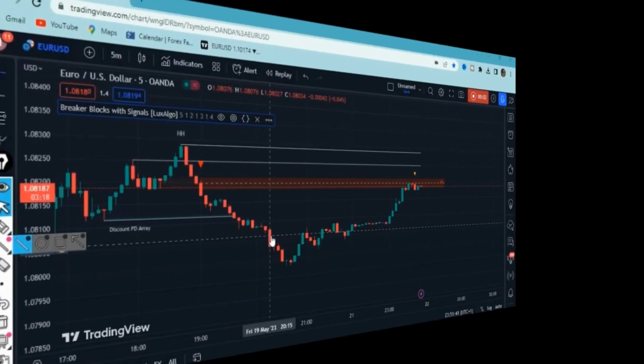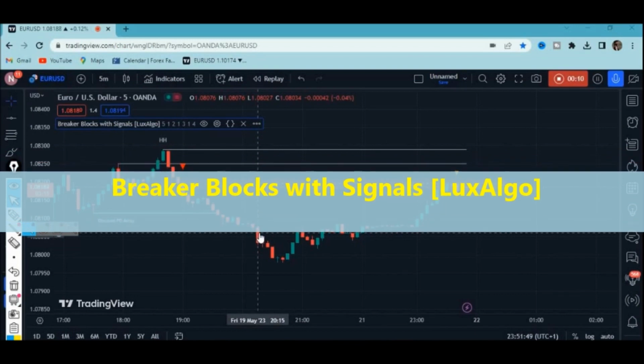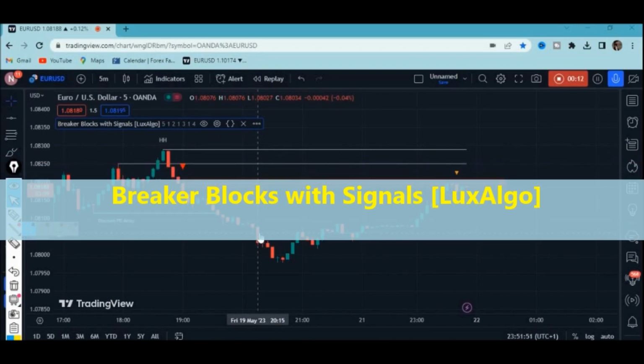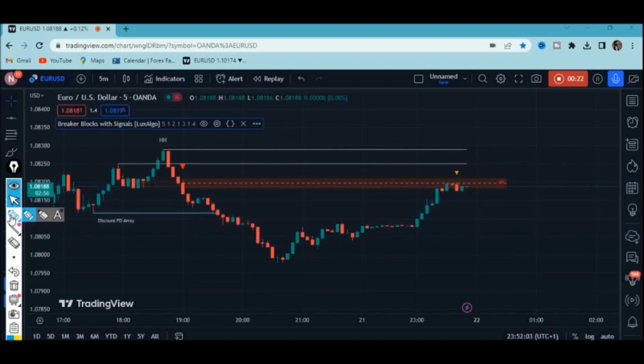How good is this Breaker Blocks with Signals by LuxAlgo? This is actually a question that I've got from many of you, asking me how accurate this indicator is. It's a breaker block indicator which shows us a breaker block from any level, and then it has signals. For instance, right here you can see there is a red signal telling you to look for a selling opportunity. Right here we have a signal showing us to look for a selling opportunity as well, and we have a breaker block at the level.